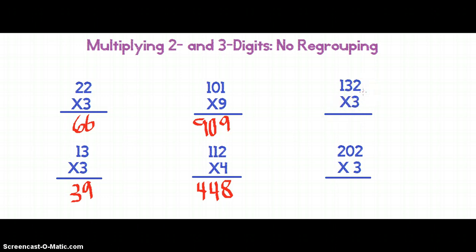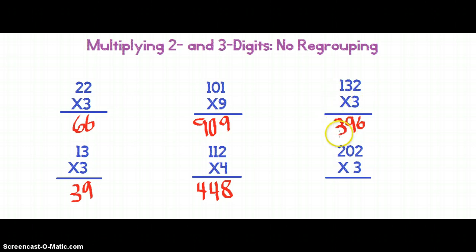132 times 3. I start with my ones place. 3 times 2 equals 6. Now I need to multiply my tens place. 3 times 3 equals 9. I just write it down. And then I multiply my hundreds place. 3 times 1 equals 3.